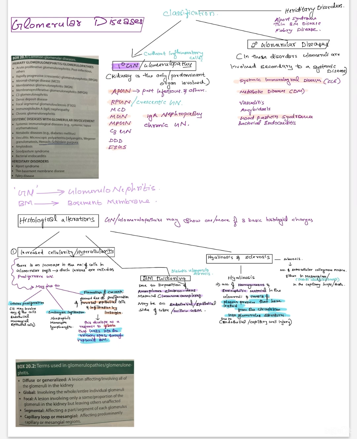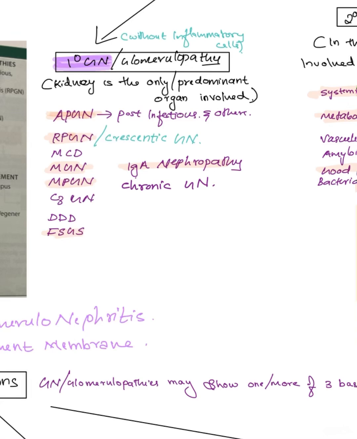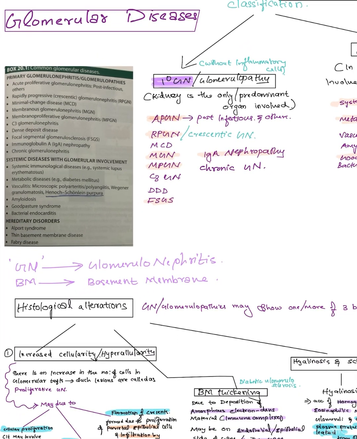In classification, we have primary glomerulonephritis or glomerulopathies, and then we have secondary glomerular diseases and hereditary disorders. In primary glomerular diseases or primary glomerulonephritis, the kidney is the only or predominant organ involved. In this, we have acute proliferative glomerulonephritis. It is also called post-infective or post-infectious glomerulonephritis, post-streptococcal glomerulonephritis.